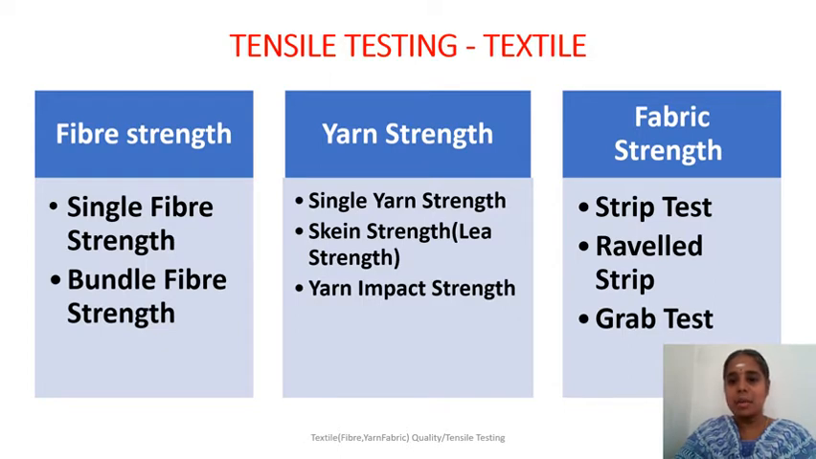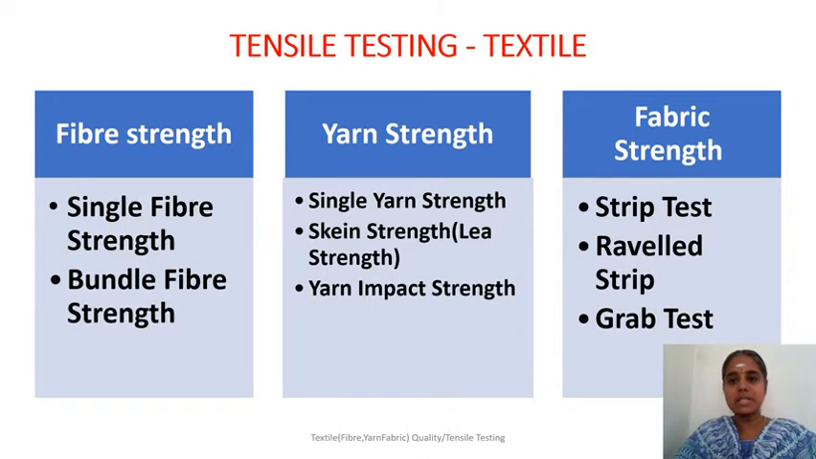Next is fabric testing. In fabric testing, the common tests that are done are strip test, raveled strip test, and grab test. So we have a strip, which means a thin fabric in a bigger jaw. Thin fabric in a bigger jaw can be used for testing. And in the raveled strip method, the edges of the fabric are raveled and used for testing.